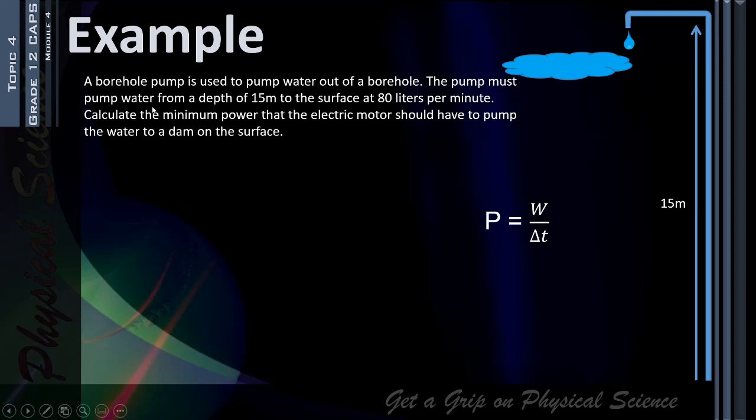Now with these borehole pump examples, there are two things that you have to know. The first thing is the kinetic energy of the water that enters the pipe is the same as the kinetic energy of the water leaving the pipe. So the kinetic energy remains constant. The speed remains constant in the pipe. The second thing that you have to remember is that the mass of 1 liter water is 1 kilogram.